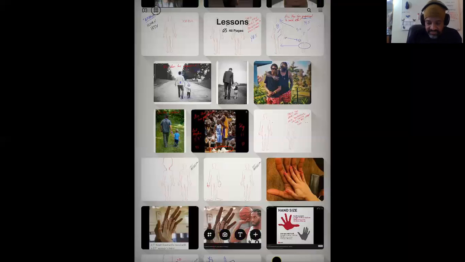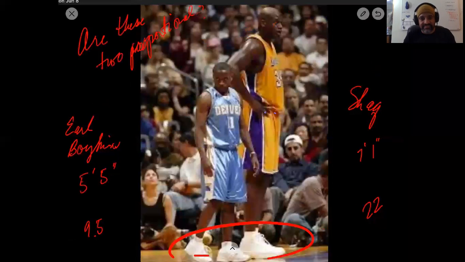All right, so now let's look at this one. This is Shaquille O'Neal, and this is Earl Boykins. Now, the question is, are these two proportional, right? And I gave you a couple numbers to kind of help. Earl Boykins is 5 feet 5 inches. Shaq is 7 feet 1 inch, right?